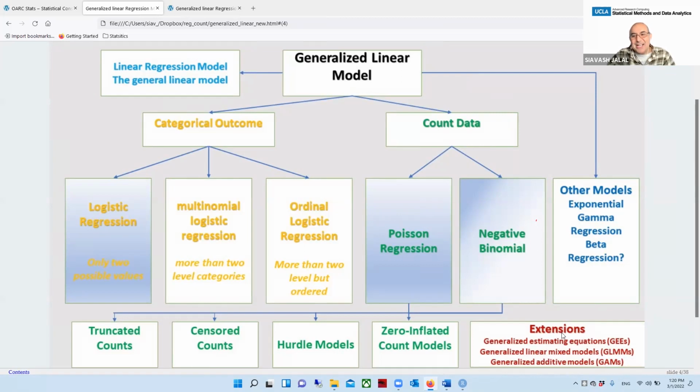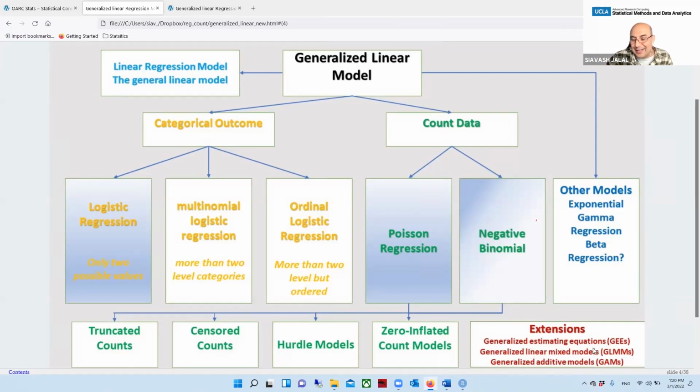And there are extensions of generalized linear models, including generalized estimating equations, I put it there, generalized linear mixed models, and generalized additive models. A generalized linear mixed model is used when you have clustered data. The data are not completely independent.